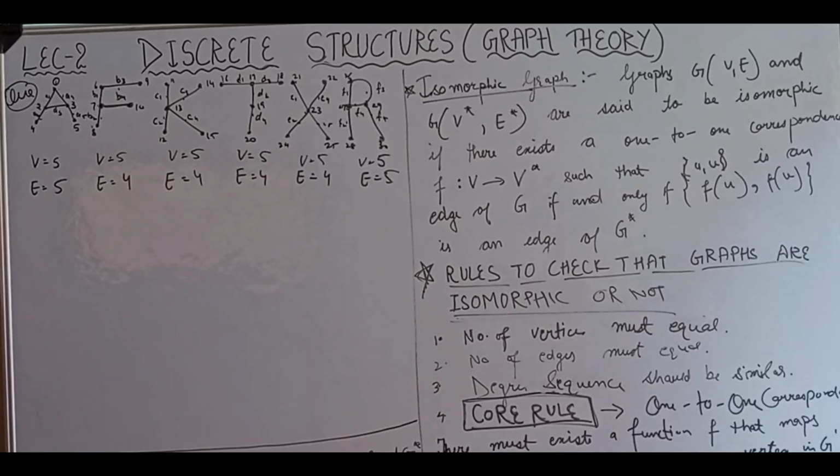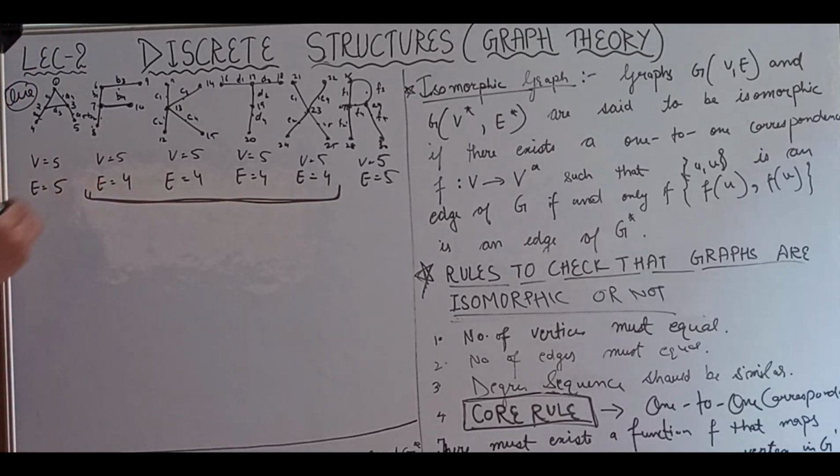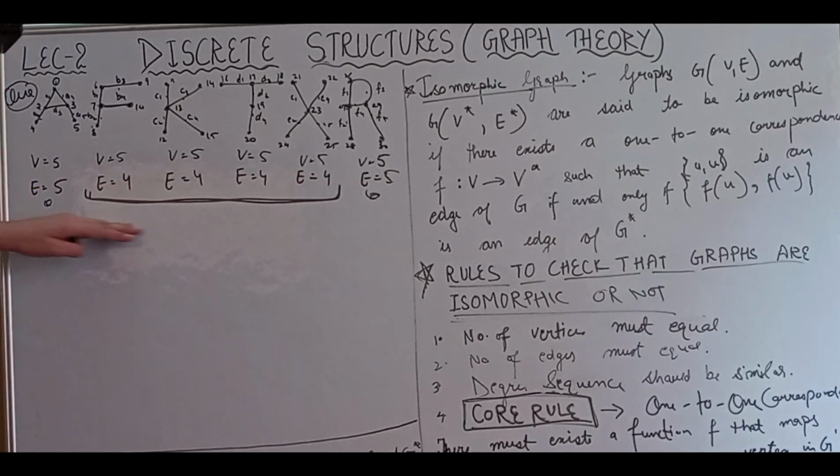So if I have to look for the isomorphic graph, in this pair there will be an isomorphic pair I'll get, because these have the number of vertices and number of edges equal, and these two also have the number of edges and number of vertices equal. So let's first of all check the A and R pair. First of all we find the degree of all the vertices. Let's find degree.